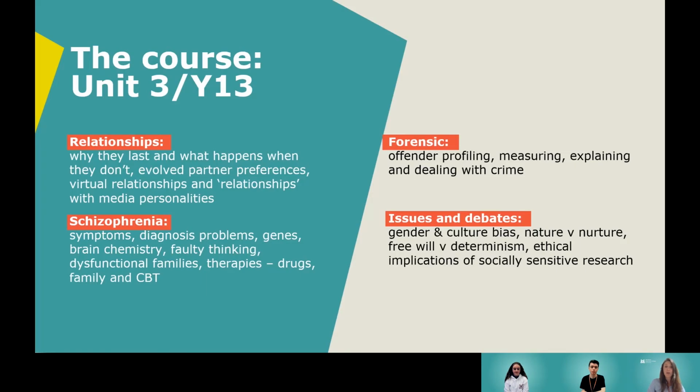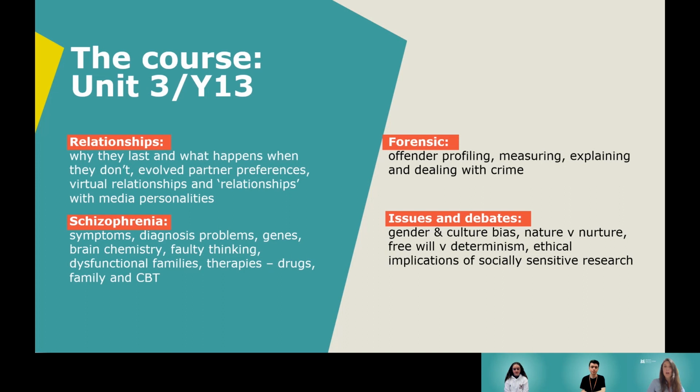In Year 13, we will look at these 4 topics: relationships, forensics, schizophrenia, and issues and debates. In relationships, we'll look at the selection of romantic partners and what different decisions and how these impacted, and the impact of the internet and modern day relationships. We'll also look at schizophrenia as a whole topic, the different explanations for the symptoms, as well as how effective different treatments are.